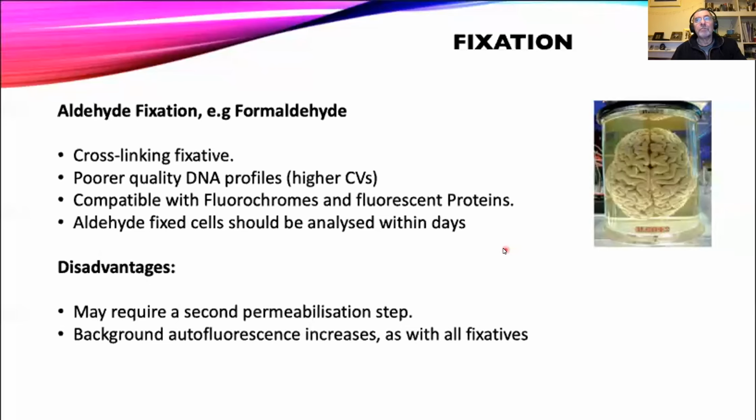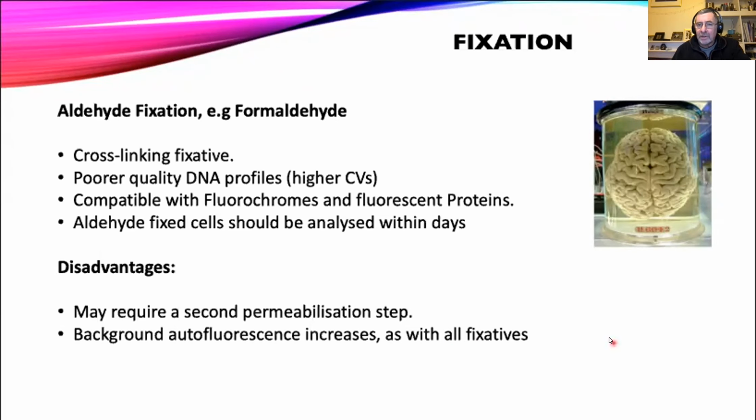I said alcohol is a good fixative, it's a good permeabilizing reagent. Formaldehyde is a reasonable fixative, but it's a fairly poor permeabilizing reagent. So generally, we're going to use a permeabilization step. And those of you who are used to doing intracellular staining for flow cytometry will probably already be familiar with the fix and perm kits that you can get. We fix in formaldehyde, and then we put a detergent on to help permeabilize them. And again, we're going to get some background autofluorescence.